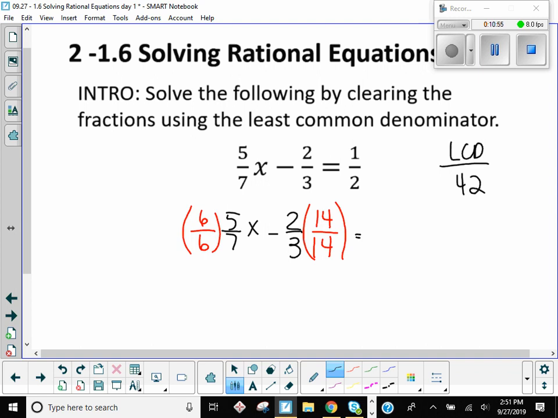Yeah, so this 6 is what I have to multiply 7 by to get 42. 3 times 14 is 42. And then on the last one, what do I need to multiply by to get 42? 21, top and bottom.